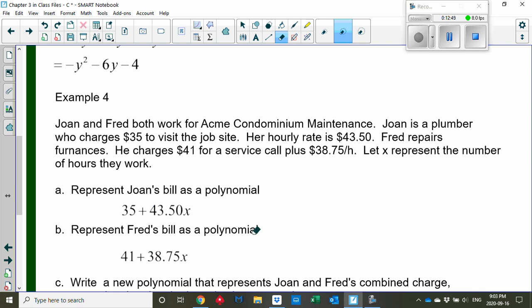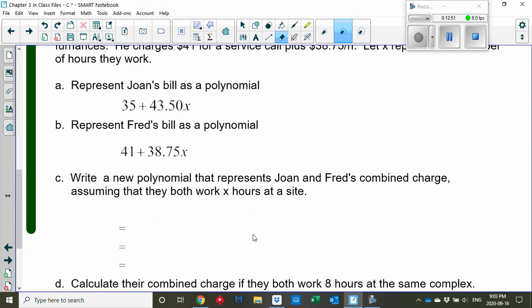So there's Fred's polynomial. But if they decided to work together and travel together and work together, then we can combine their polynomial together. So write a new polynomial that represents Joan and Fred's combined charge. Well, I'm going to put brackets around Joan's, and I'm going to put brackets around Fred's. So now I just have to add these two polynomials together, and we'll use our rules.